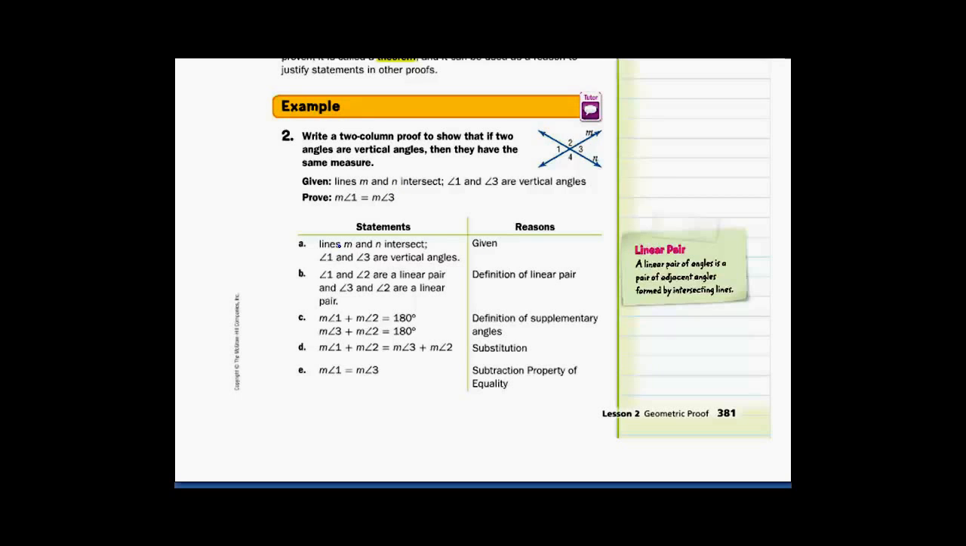All right? So given lines M and N intersect. That would be my first thing I put on here. Lines M and N intersect. Also, angle 1 and 3 are vertical. Angle 1 and 3 are vertical angles. Your reason for stating this is just that it's given. It's given in the problem.